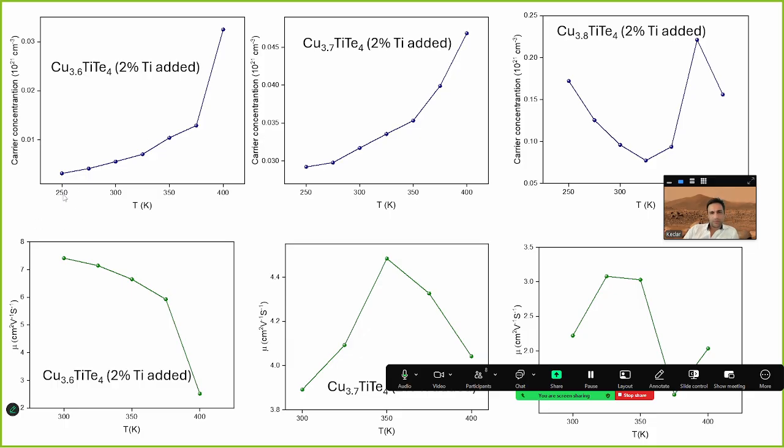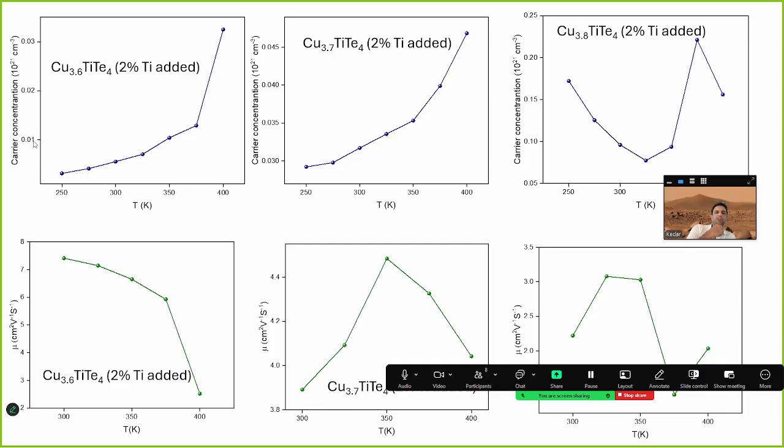Actually, Mahesh told me to plot the carrier concentration and mobility versus temperature. So I plotted it for all the compounds, like Cu4 and 4.2 and 4.41. All of them are overdoped, this is the reason why. This is 10 to the power 21 per centimeter cubed.